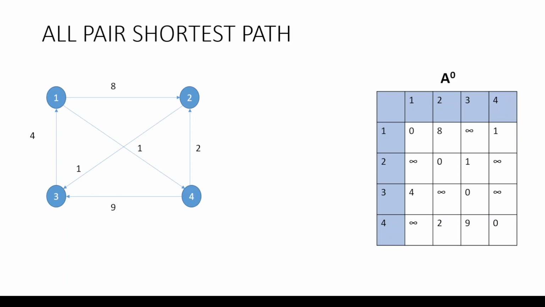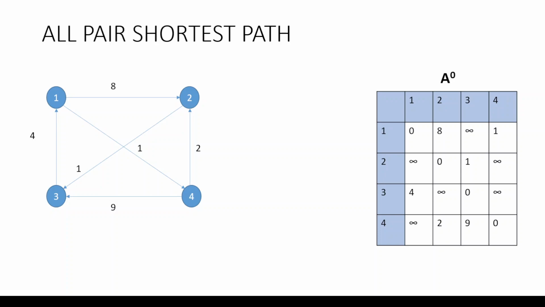By the name all pair shortest path, you can recall the problem which we have solved previously, that is the single source shortest path algorithm, wherein we were finding the distance from a single source to all the other vertices of a given graph. But here in this case, we are finding the shortest path between all the pairs of vertices in the given graph.